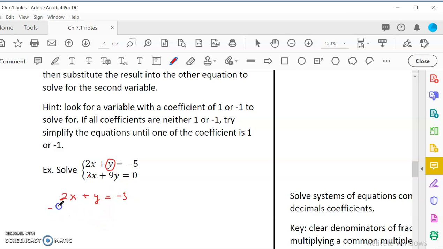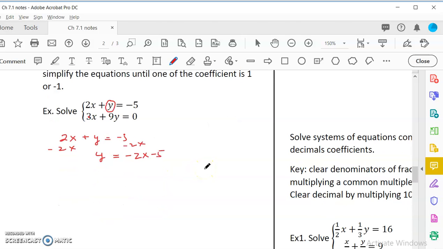So if I take out 2x on both sides, I would have y equal to negative 2x minus 5. And I'm just going to pretend that I know it. That is negative 2x minus 5. And substitute into the other one. Do not substitute back into yourself, right? This is from equation 1. This is equation 2. You will say substitute into 2. If you substitute back into this, that's nothing. So you will say 3x plus 9 times y, which is negative 2x minus 5, equal to 0.